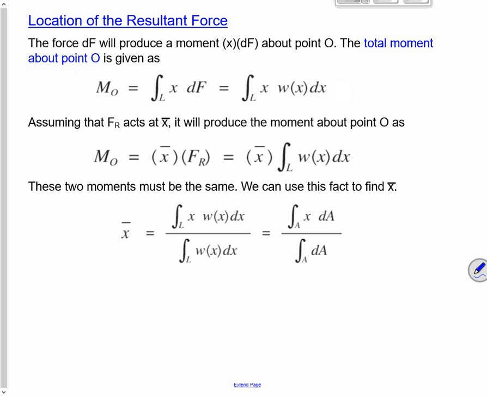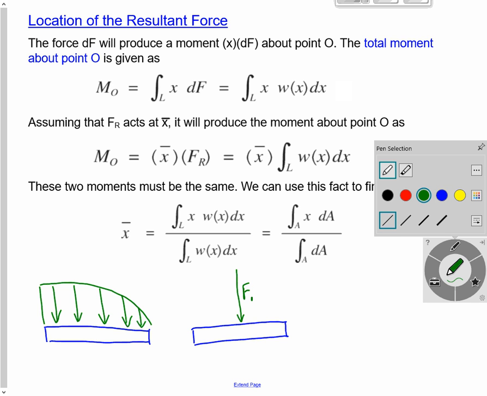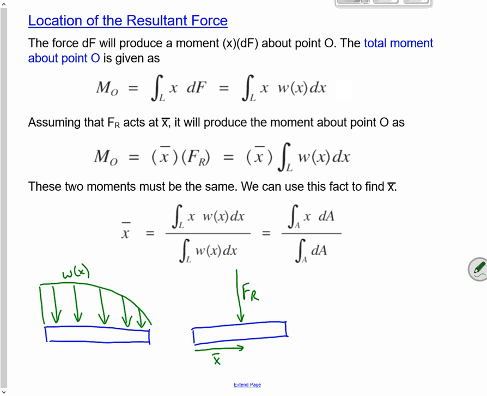okay, I've got this distributed load. It's a little hard to draw. We've got some distributed load over here acting on this beam. And what I claim is that that's equivalent to a single force, Fr, acting on the beam at a point x bar. So this is w of x. So I claim these two things are equivalent.